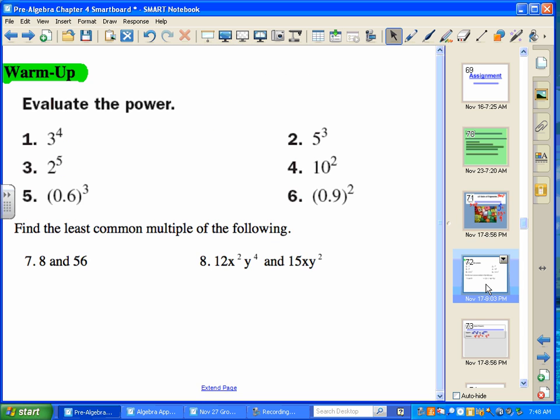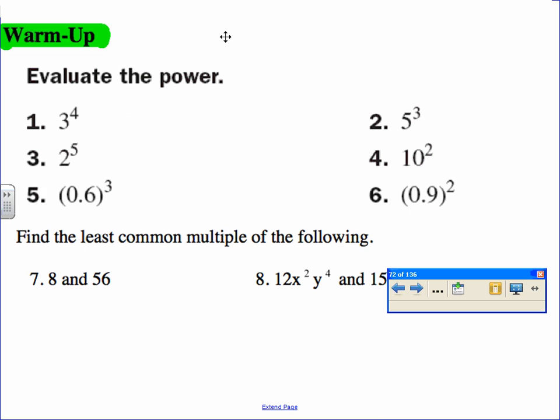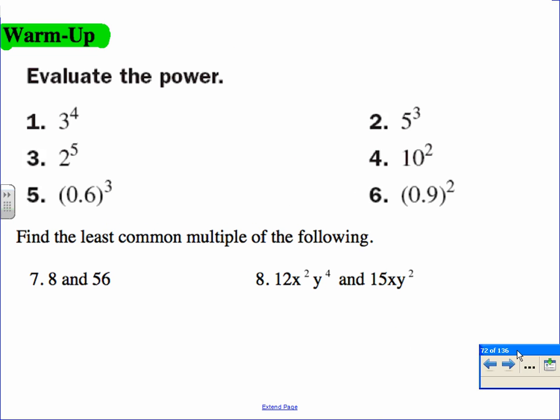All right, let's go over the warm-up, and then we'll get into the rules of exponents, which none of you guys said. These rules of exponents are pretty new. I don't think any of you have heard of them, so we're going to spend a lot of today talking about them. Okay, the warm-up.